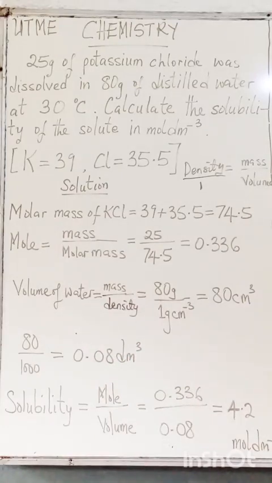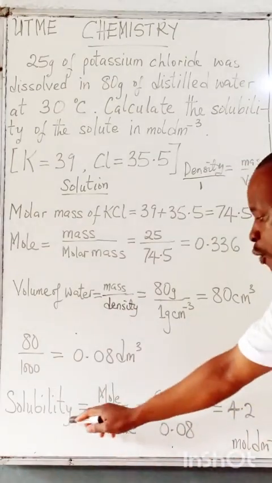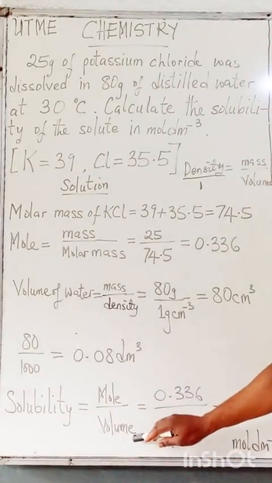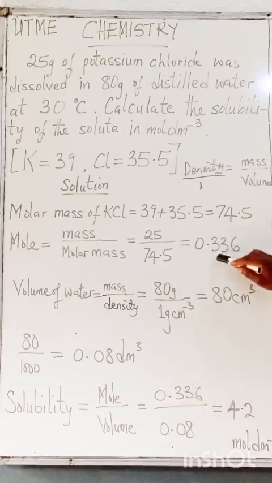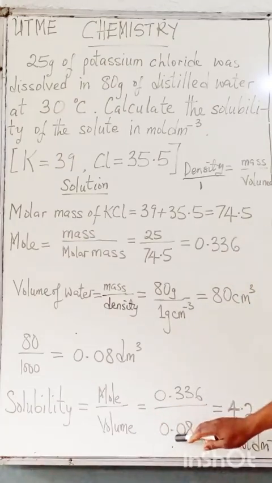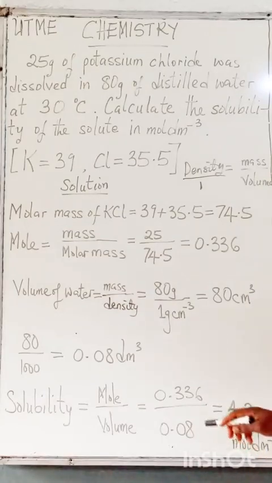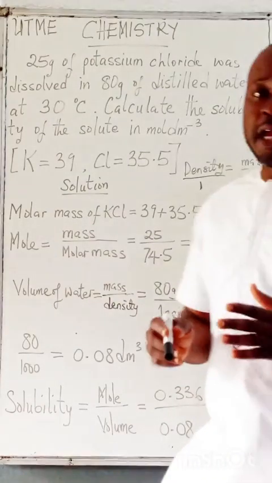Then we come down to the last formula. Solubility equals mole over volume. The mole we have gotten to be 0.336, which is the numerator here. And the volume of the solvent has been gotten to be 0.08. Is that clear? With your calculator, remember, the JAMB CBT has a simple calculator you can use in the app. So you touch it and use it to divide this, and you obtain 4.2 mole per dm cubed. Is that clear to you?